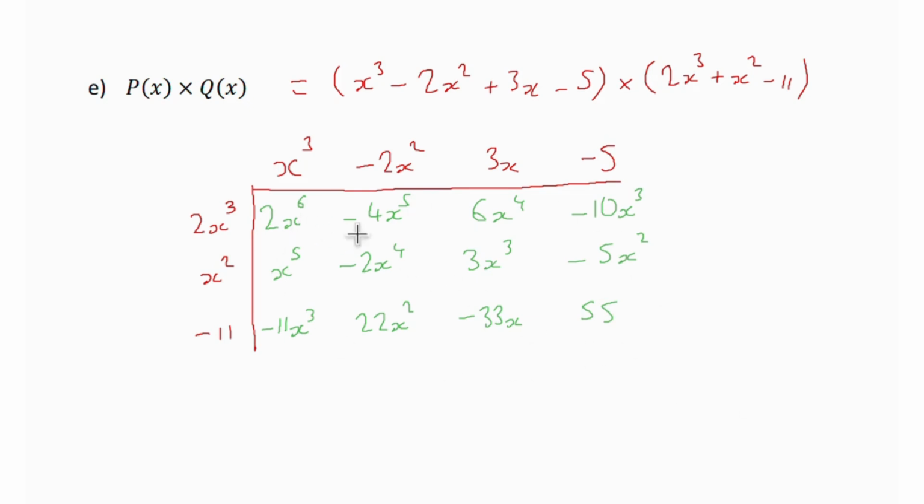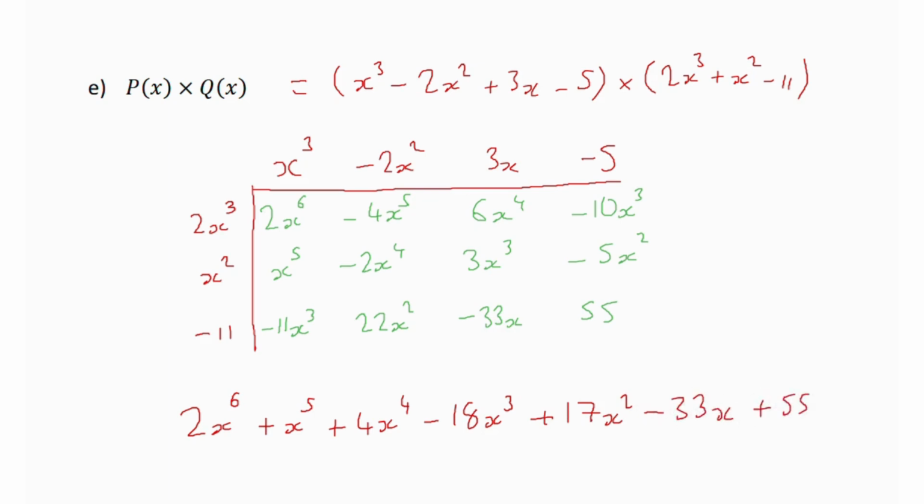And so our answer is just adding all these bits together. It's going to be 2x to the 6. x to the 5 minus 4x to the 5, so plus x to the 5. Minus 2x to the 4 and 6x to the 4 is going to be plus 4x to the 4. The x cubed is going to be minus 11, and then plus that is going to be minus 18x cubed. 22x squared minus 5x squared is 17x squared, minus 33x, plus 55.